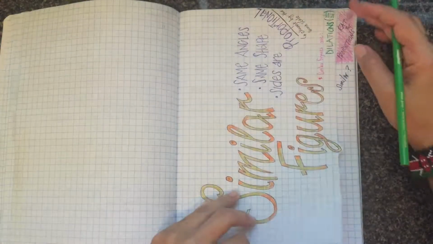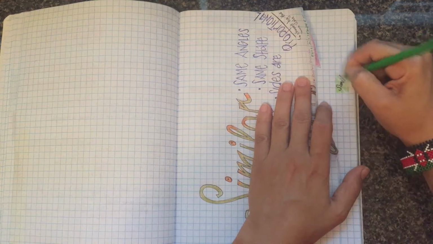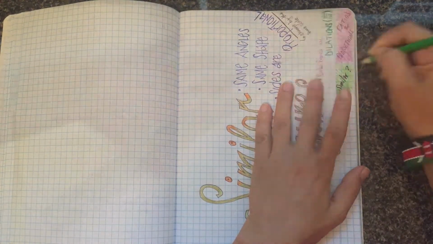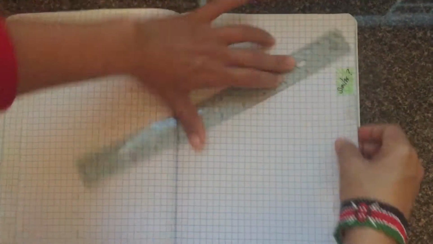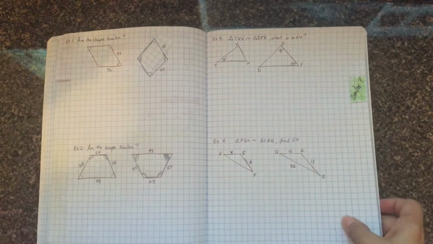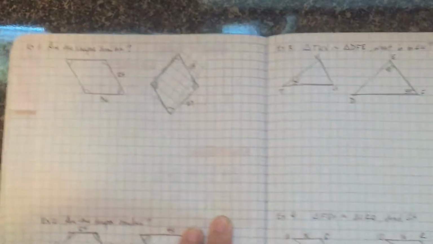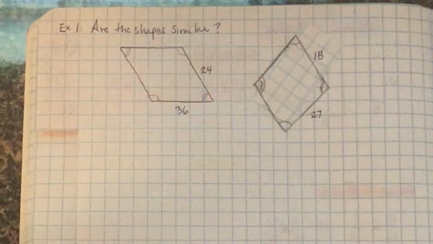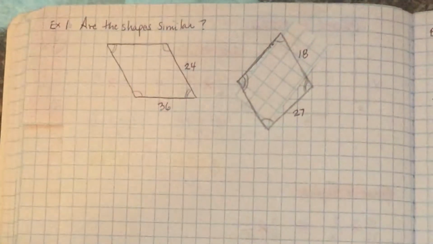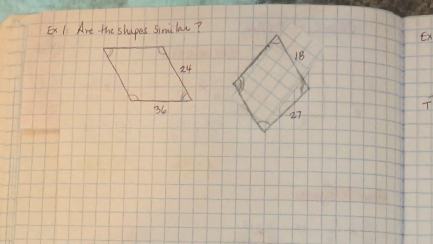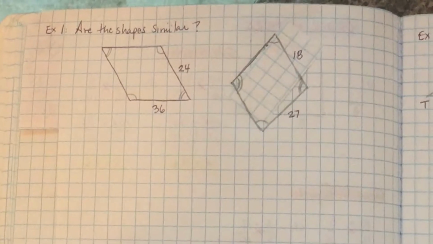Alright, so we're going to take a look at similar figures. Go ahead and make a tab called similar. Pause the video and copy that down, obviously when you can see it. So for examples, go ahead and pause it and copy it down.